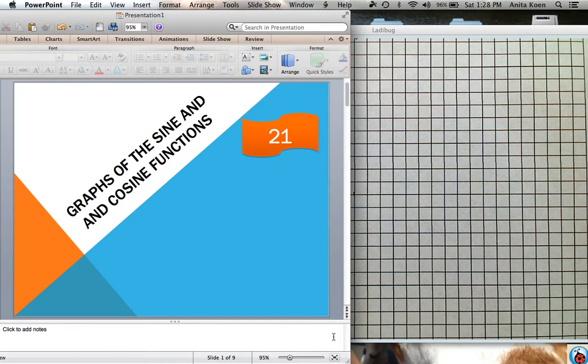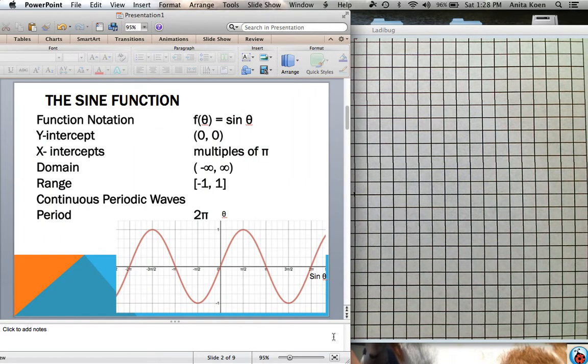In this video today, we are going to be looking at the graphs of the sine and the cosine functions. The first one that we're going to look at is the sine function. The function notation for the sine function is f of theta is equal to the sine of theta. The graph is represented down here in the red curve.